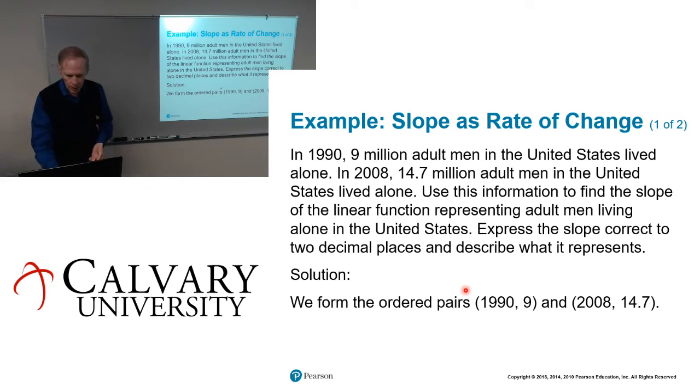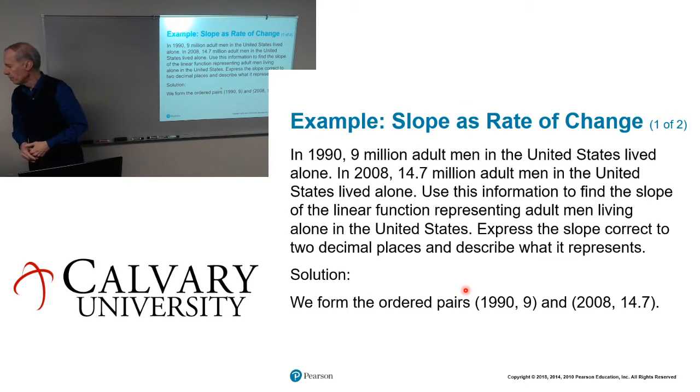So here's an example of what they were talking about. The change between two different years from 1990 to 2008, when approximately 9 million adult men lived alone, and then compared to the next year of 14.7. So you have an X value and a Y value, an X value and a Y value.